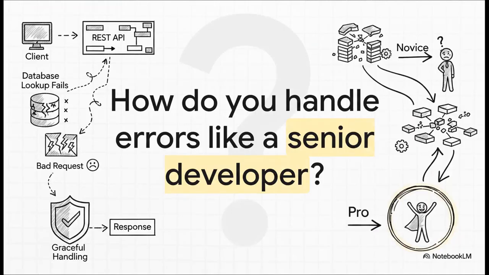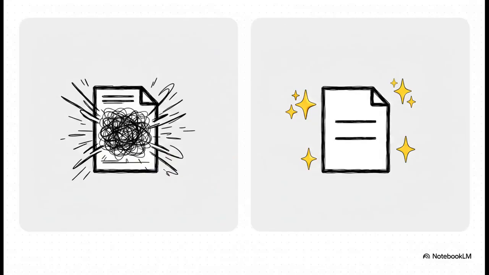Okay, let's dive into this, because interviewers love to test you on this exact scenario. It's incredibly common to see developers build out this fantastic REST API only for the whole shebang to completely fall apart the second a client sends a bad request or, say, a database lookup fails. Knowing how to gracefully catch those failures and actually communicate them properly, that's exactly what separates the novices from the pros. Just look at the difference here.